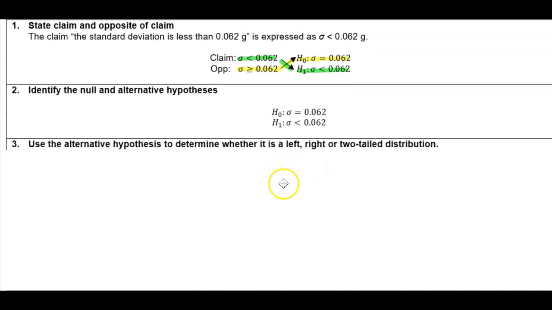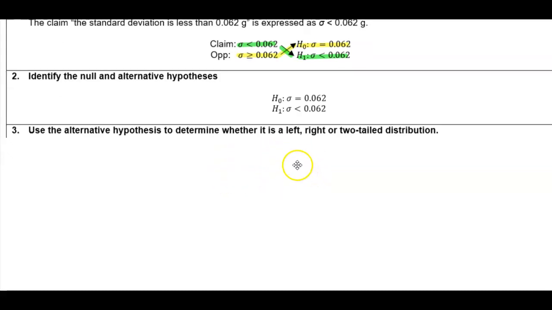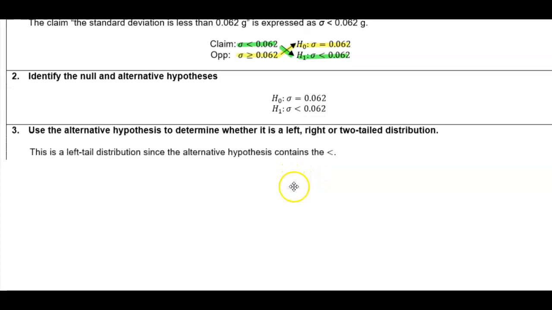Okay, number 3, now we want to use the alternative hypothesis to determine whether it is a left, right, or two-tailed distribution. This is a left-tailed distribution since the alternative hypothesis contains the inequality less than.